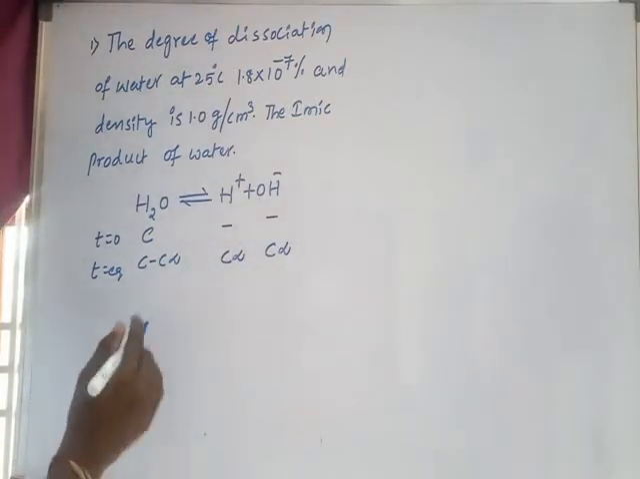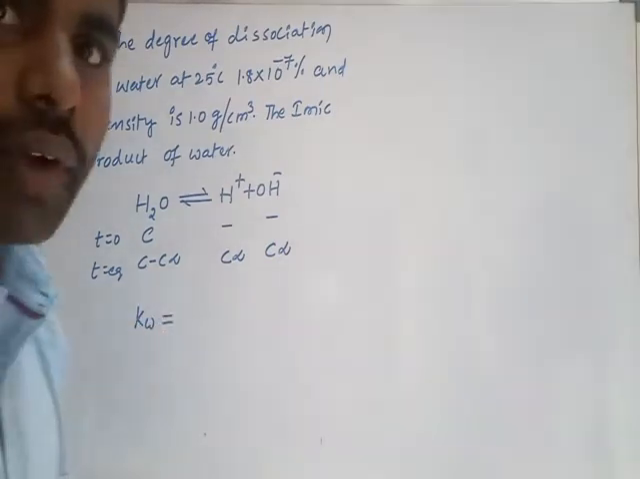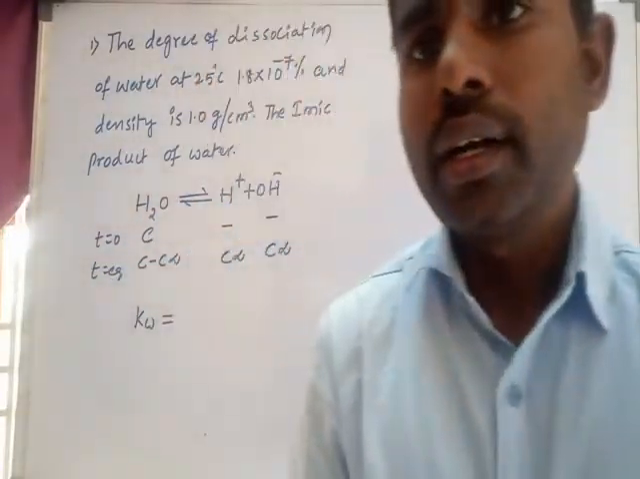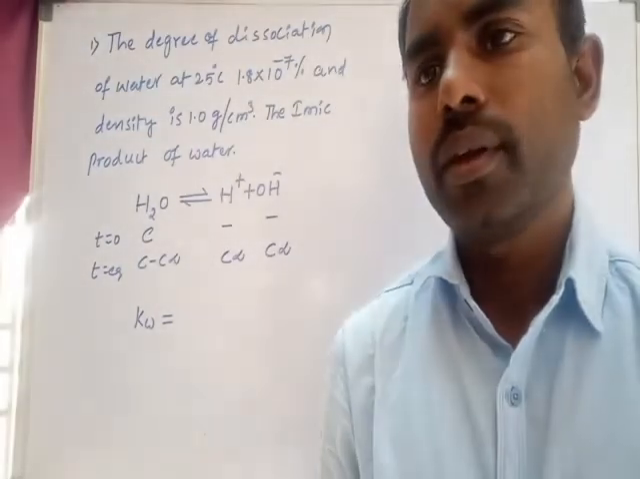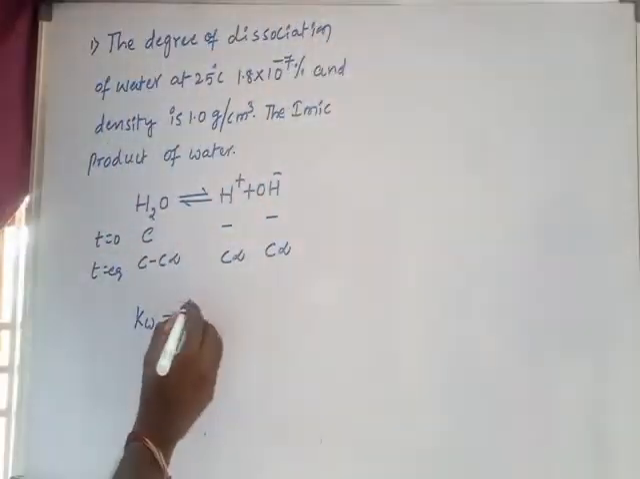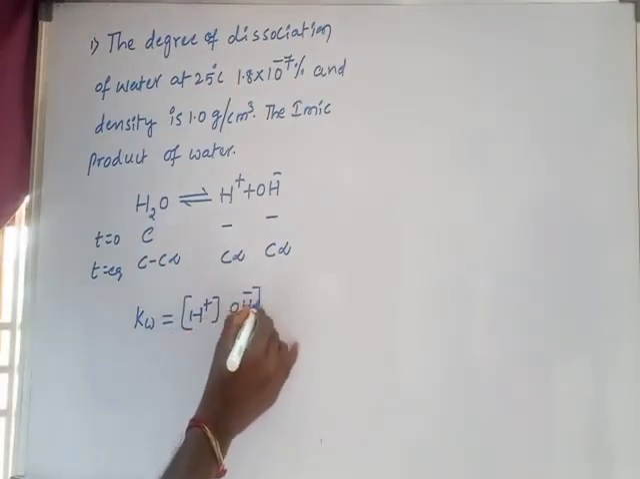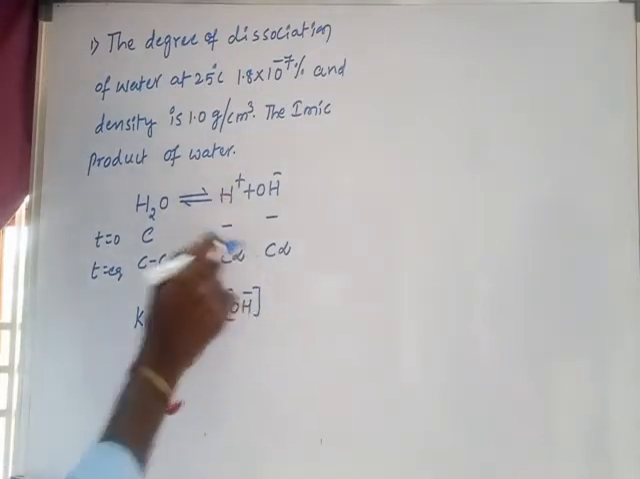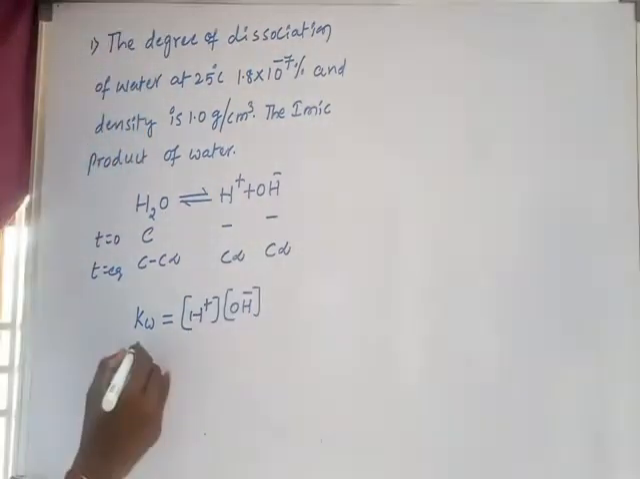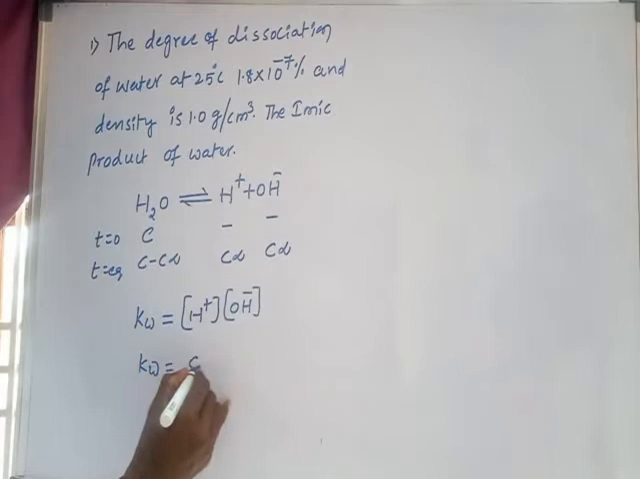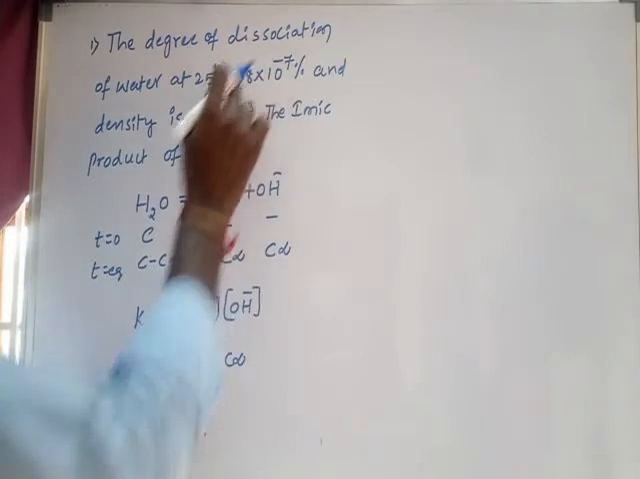From this equation you can write the ionic product of water, Kw. What is the definition of ionic product of water? The ionic product of water is the product of the molar concentrations of H plus and OH minus ion. Kw equals H plus ion concentration into OH minus ion concentration. H plus ion concentration equals C alpha, OH minus ion concentration equals C alpha. Then Kw equals C alpha into C alpha.